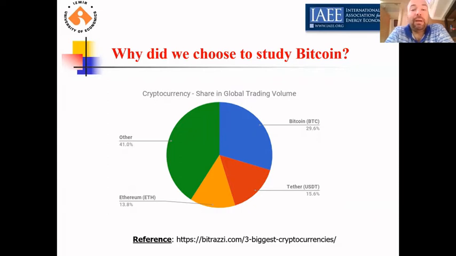There are several cryptocurrencies, but Bitcoin by far has the largest share in the market. As you can see in this pie chart, it accounts for approximately 30% of the total cryptocurrency market. And that is why we decided to go with Bitcoin in our study.